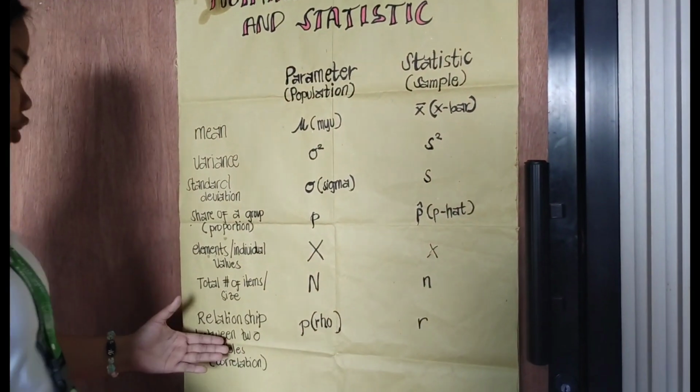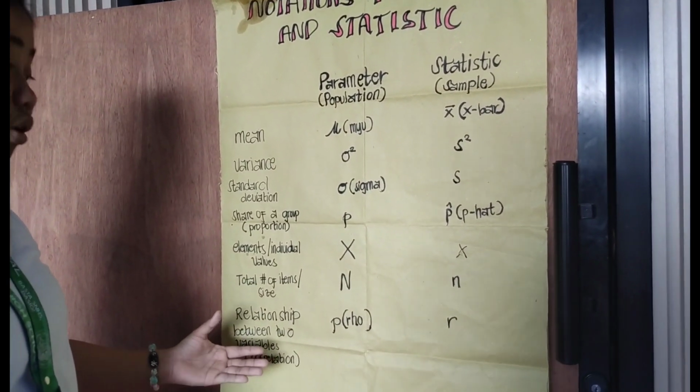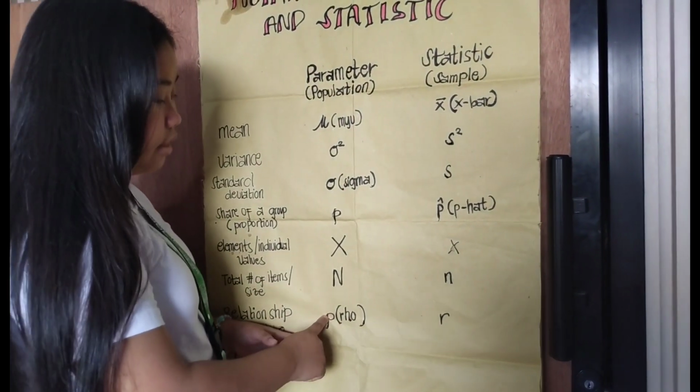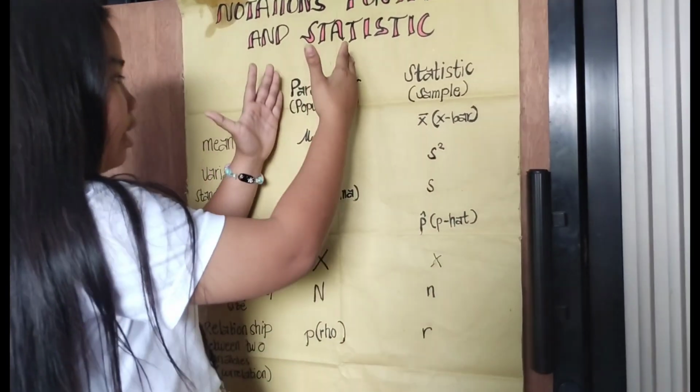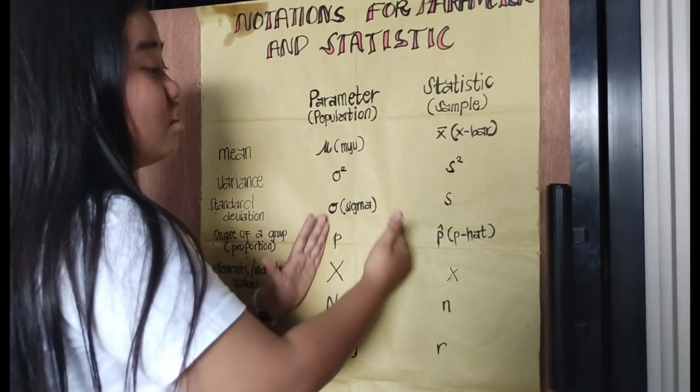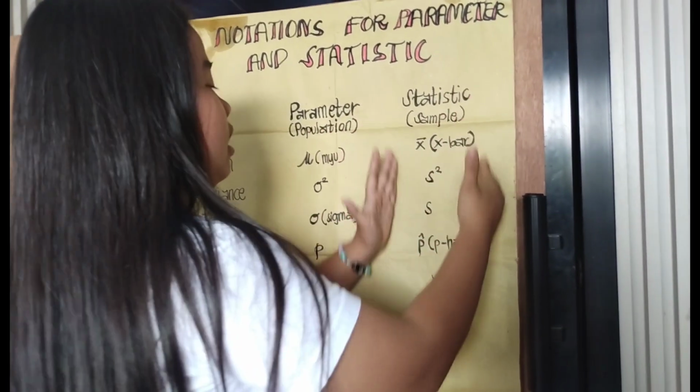And then, for the relationship between two variables or correlation, the parameter is rho, and the statistic is small r. So they are different: here we have Greek letters, and here we focus on Roman letters.